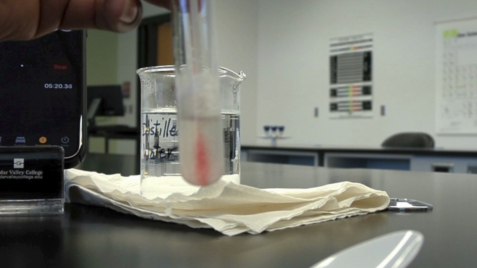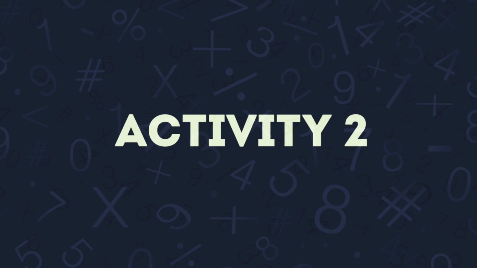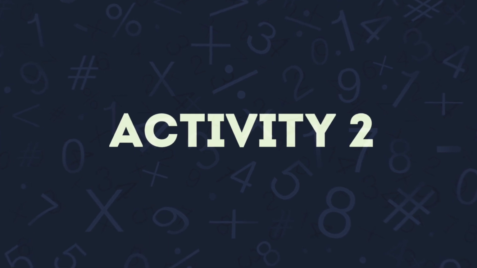Remove the thermometer from the test tube and wipe it down well with a wet paper towel to remove any lauric acid crystals. Activity 2. Freezing point of lauric acid benzoic acid mixture.